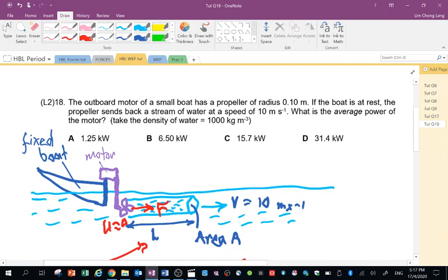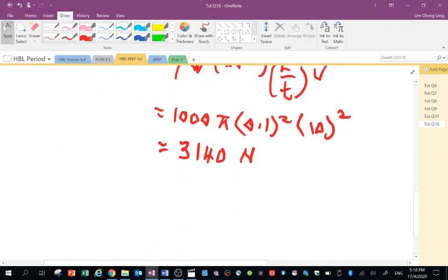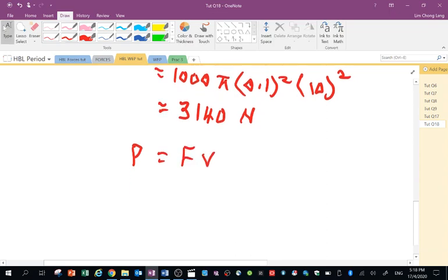The question says, what is the average power of the motor? So that is the area of focus, average power of the motor. If you use the formula P equals FV, then you have to modify this equation because P is the instantaneous power, that is the power when the water is at velocity v. So I have to modify it by using average power. Average power equals force times average velocity.